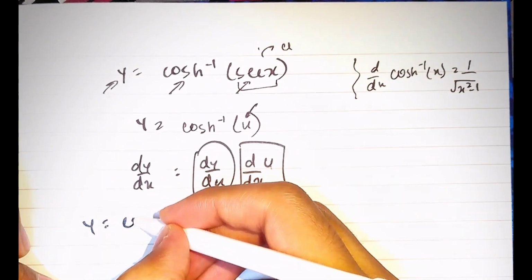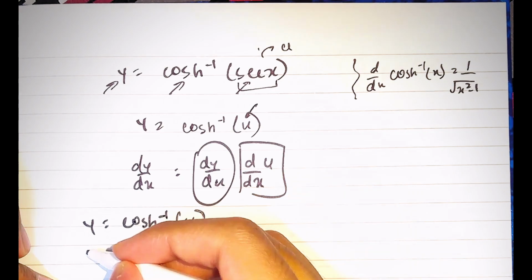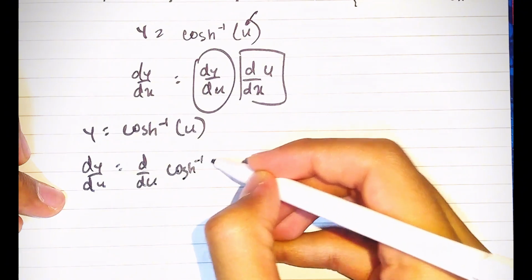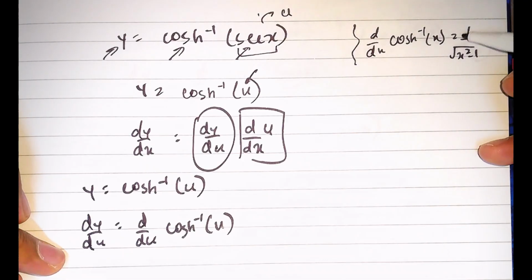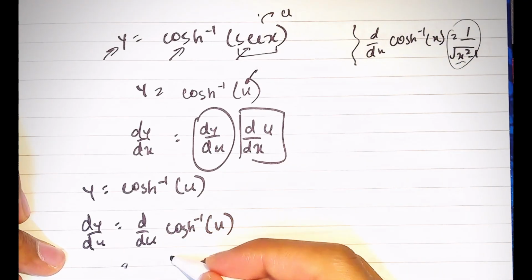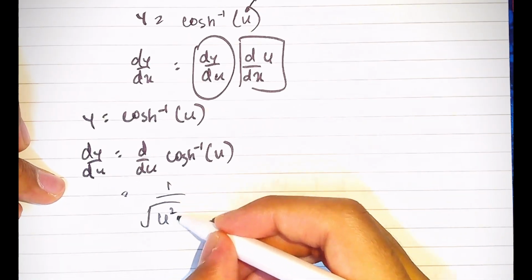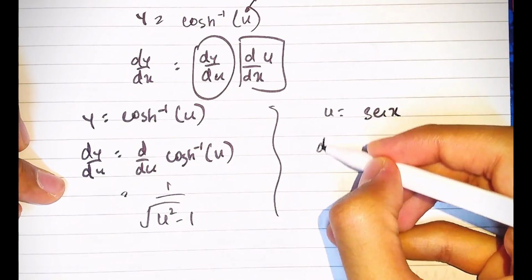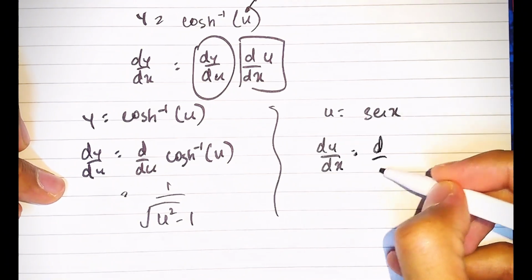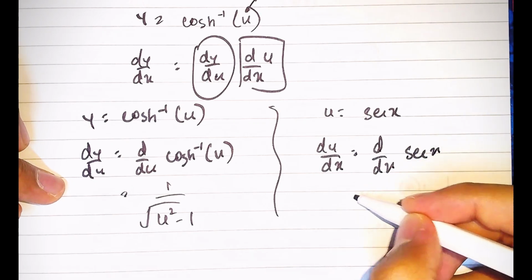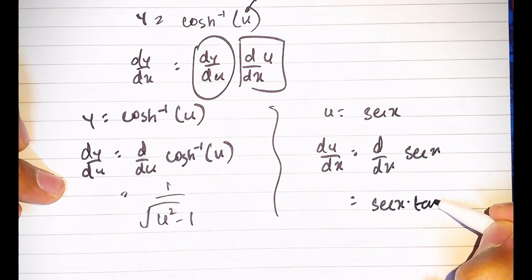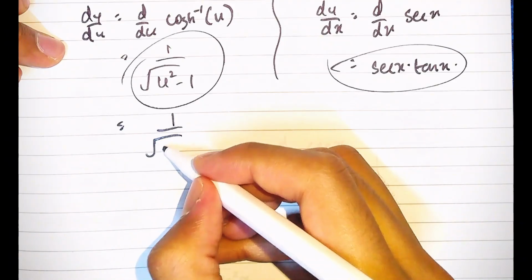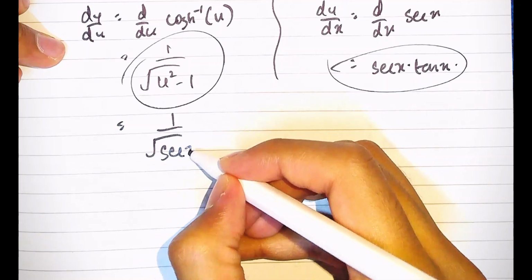So y is actually equal to cosh inverse u, and let's apply the differential. dy by du is equal to d by du of cosh inverse u. What is the derivative of cosh inverse? It is 1 divided by square root of the variable square minus 1. So 1 divided by, instead of x, we have u square minus 1. Now the derivative of u with respect to x: u is actually equal to secant x, and if we apply the differential, d by dx of secant x. So what is the derivative of secant x? It is of course secant x dot tangent x. Now let's put these things into the chain rule, but before that, let me write the value of u square. It is secant square x minus 1.